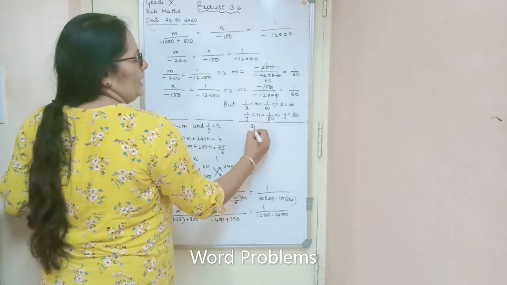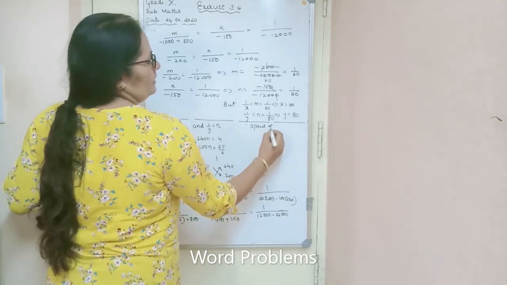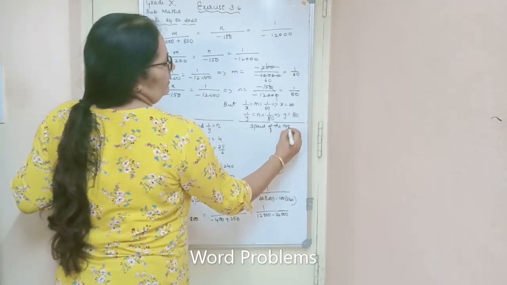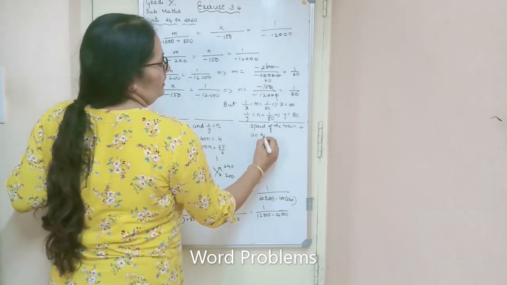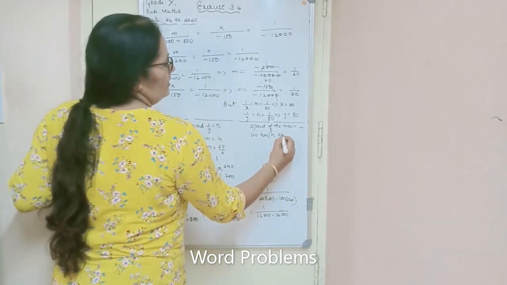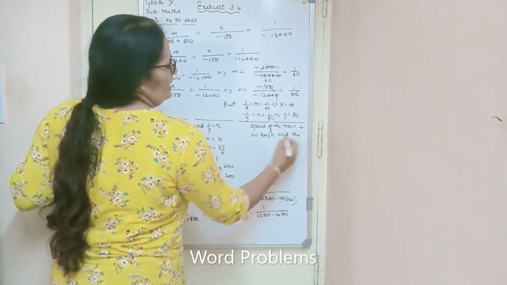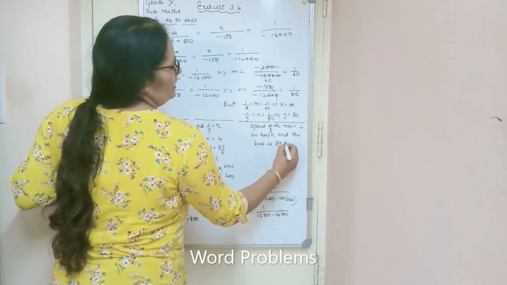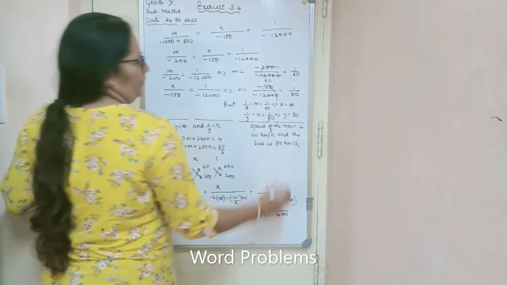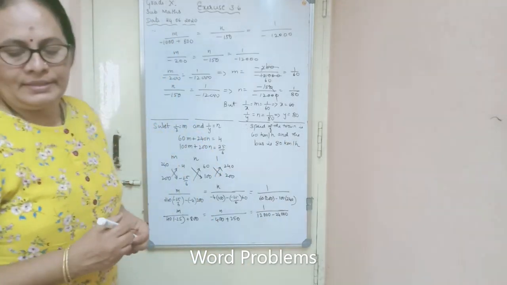Therefore, the speed of the train is 60 km per hour, and the bus is 80 km per hour. So I'll repeat once again.